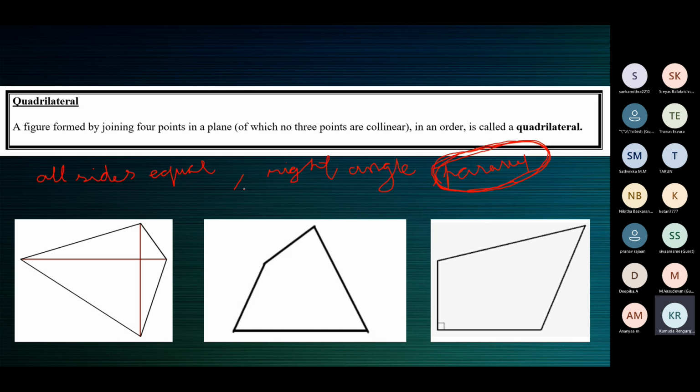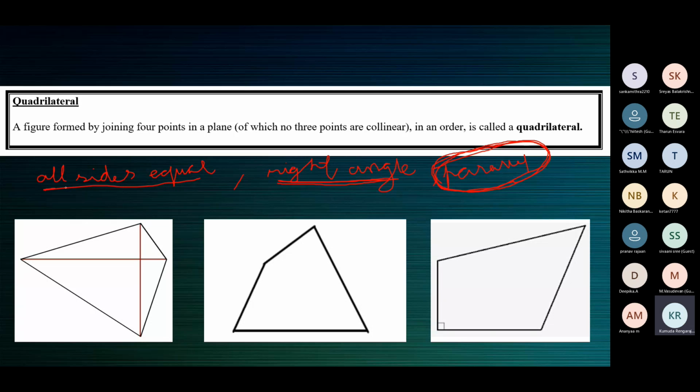A rhombus is a parallelogram in which all sides are equal. That's all. What's the definition of a rhombus? A parallelogram in which all the sides are equal is a rhombus. A parallelogram in which one angle is a right angle is a rectangle.